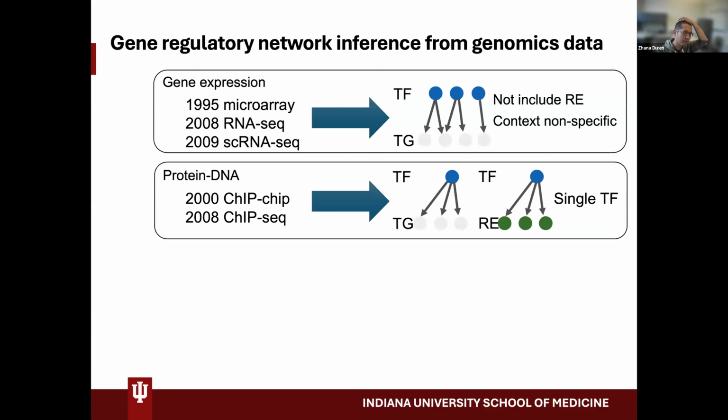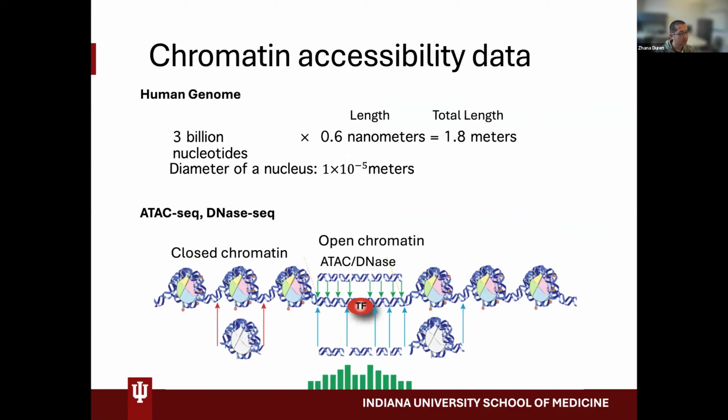So let's talk about GRN inference from genomic data. Once we have expression data, gene expression data, people can do TF and gene networks, but it does not include the non-coding region. So its network is very incomplete. Then some protein-DNA interaction methods like ChIP-chip or ChIP-seq can identify a TF's target genes and target REs. But in every experiment you only do one single transcription factor.